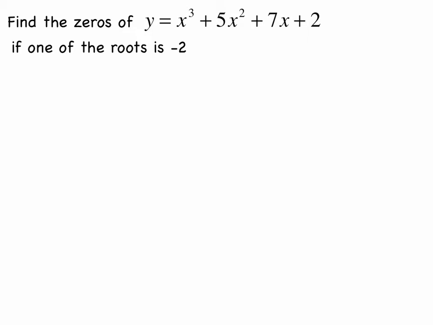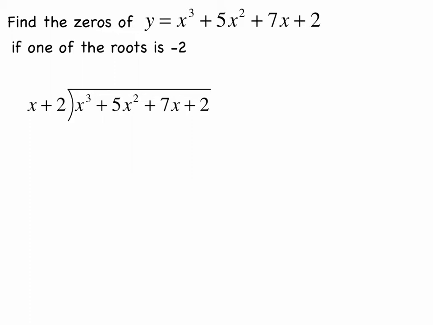Here's the second example from class, and we didn't have a chance to finish it, so there is a second part to this. It says find the zeros, and the zeros and the roots and the x-intercepts all mean the same thing. So we're looking at this and we're going to try and graph it. It says here that one of the roots is -2, meaning x plus 2 would be one of the factors. Okay, so we're going to line it up. X to the third plus 5x squared plus 7x plus 2 divided by x plus 2.